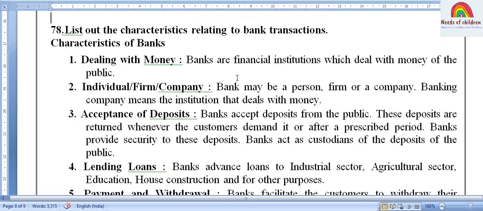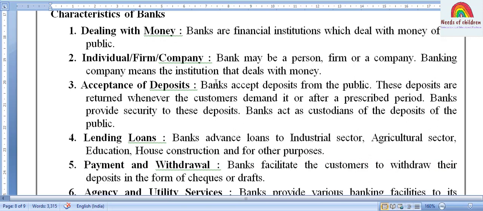Dealing with the money. Banks are financial institutions which deal with money of the public. Individual, firm or company. A bank may be a person, firm or a company. Banking company means the institution that deals with money.